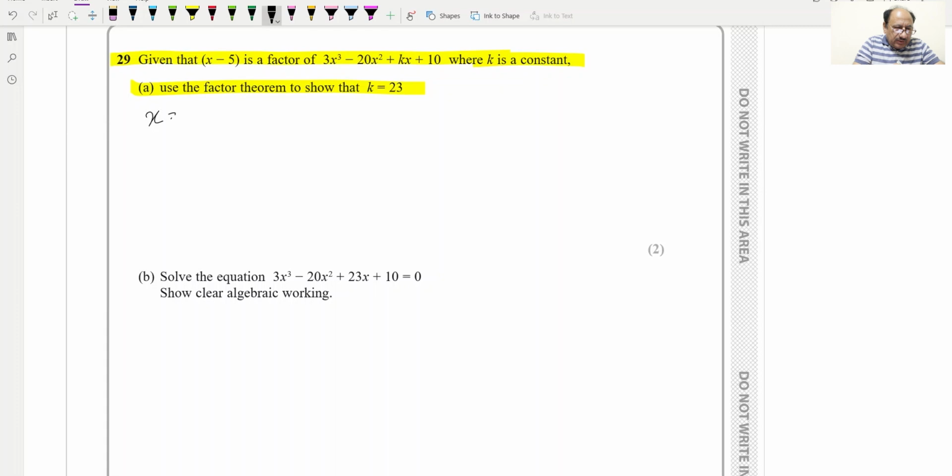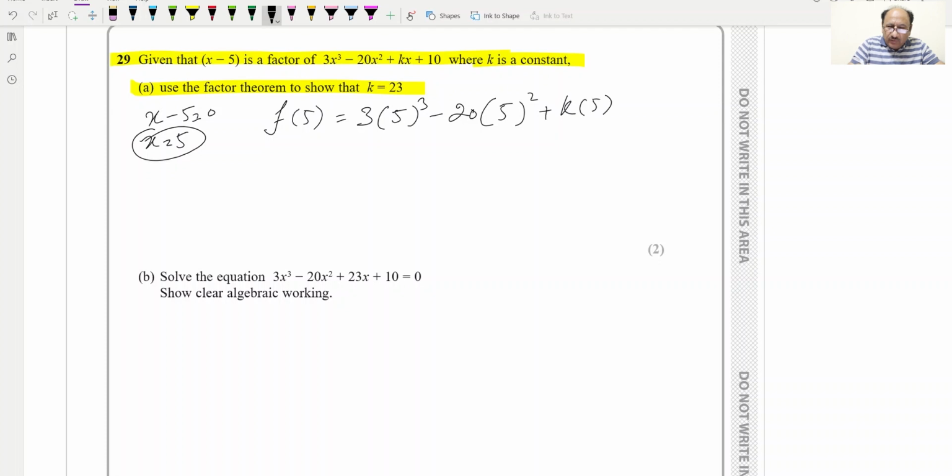X minus 5 equals 0, so x will be equal to 5. So by the factor theorem, f(5) equals 0, so 3 into 5 raised to the power 3, minus 20 into 5 squared, plus k into 5, plus 10, and this will be equal to 0.